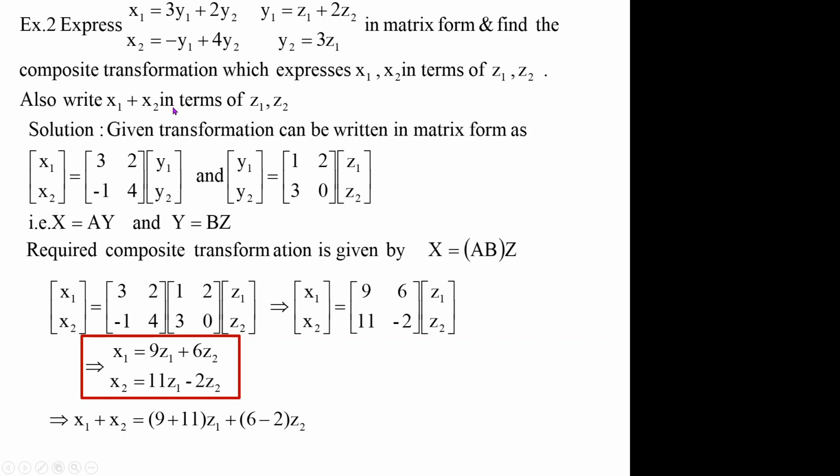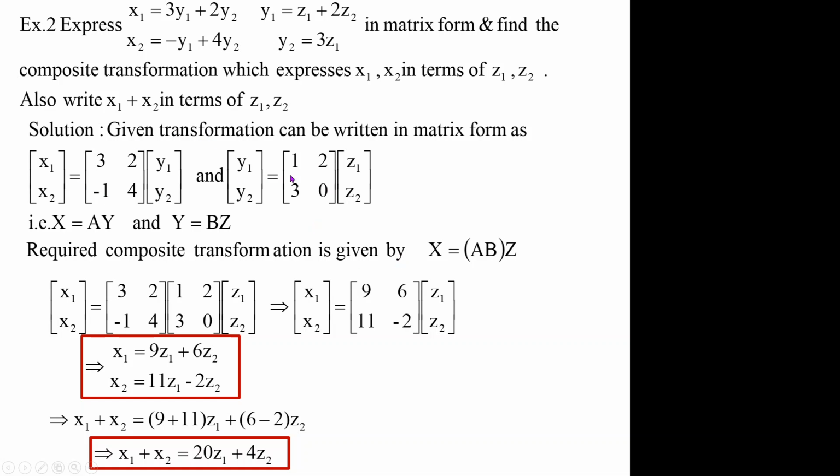Now the third part is we need to write x1 plus x2. So let us add the left hand side, so x1 plus x2. How to add the right hand side? Adding corresponding coefficients. So we will add the coefficient of z1, that is 9 plus 11, and then the coefficient of z2, that is 6 plus (minus 2), that is 6 minus 2. In this way we get x1 plus x2 is equal to 20 z1 plus 4 z2. So this is the third required result.